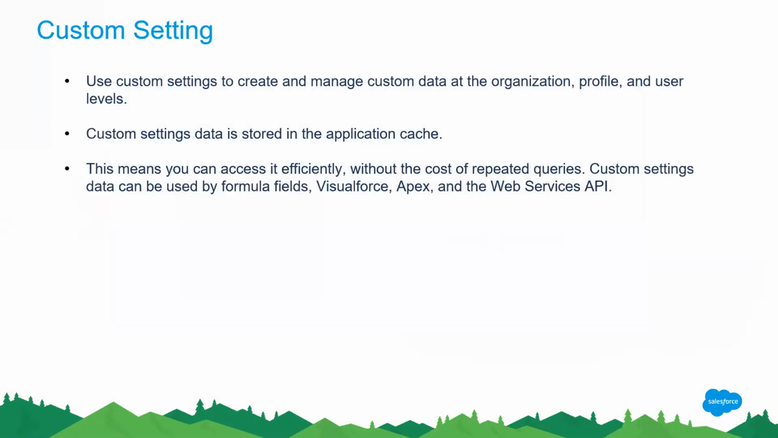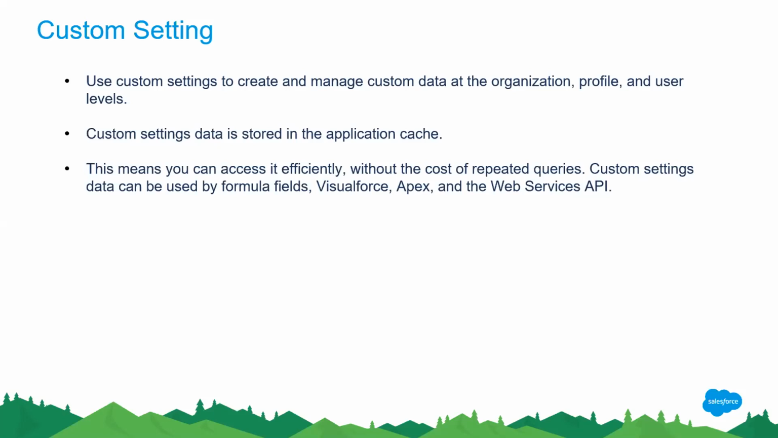Use custom settings to create and manage custom data at the organization level, specific to your profile and user. It has two types of custom settings, hierarchy and list settings. Again, this is another interview question. This custom settings data is stored in the cache memory, which means you can access it quickly and faster, and you don't need to do repeated queries.